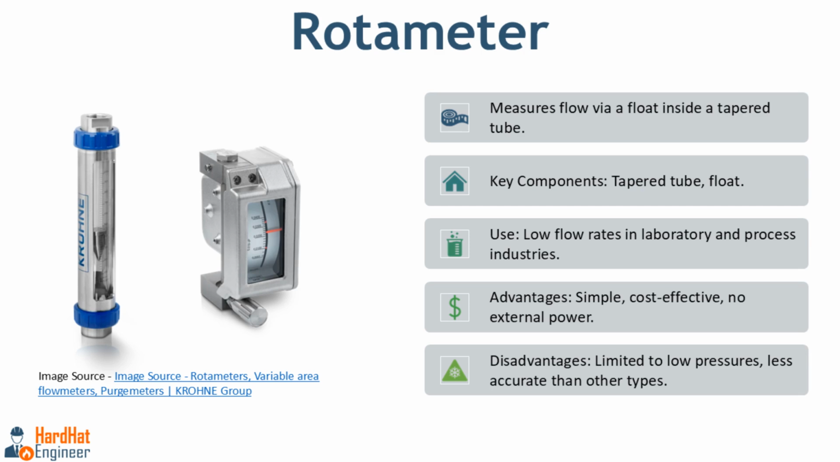The main components of a rotometer are the tapered tube, which widens as it goes up, and the float, which rises and falls depending on the flow. Rotometers are commonly used for measuring low flow rates, especially in laboratory settings and various process industries. Their advantages include being simple, cost-effective, and requiring no external power to operate. However, they are typically limited to applications with low pressures and are less accurate compared to other flow measurement devices.